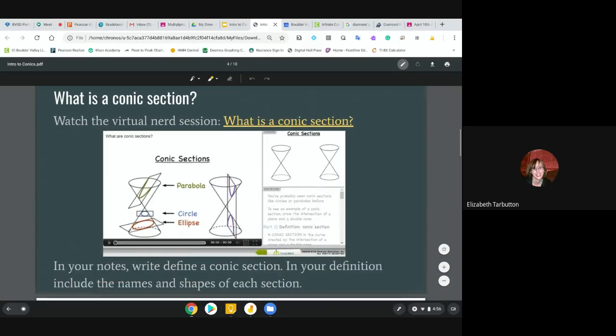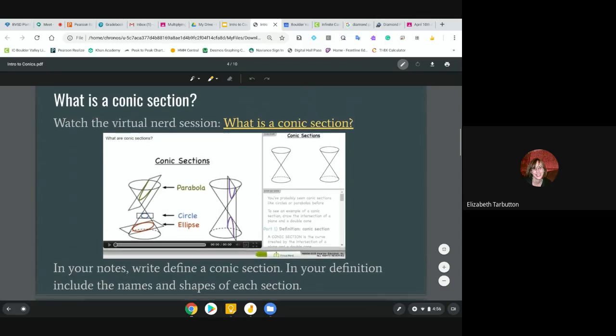So, what is a conic section? I'd like for you to follow the link in Google Classroom or the link in the slides. Or you can just go to Pearson Realize, not Math Excel, but Pearson Realize, and look at this virtual nerd section about what is a conic section. It's going to walk you through and define it. What I'd like for you to do, your purpose for watching, is to define what a conic section is in your notes, and in your definition, include the names and shapes of each section.